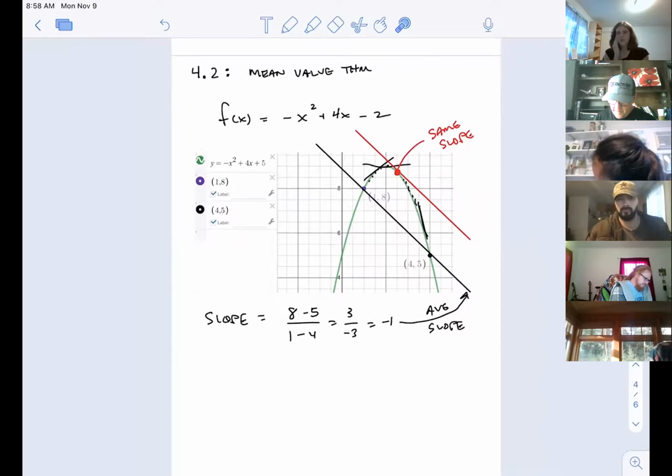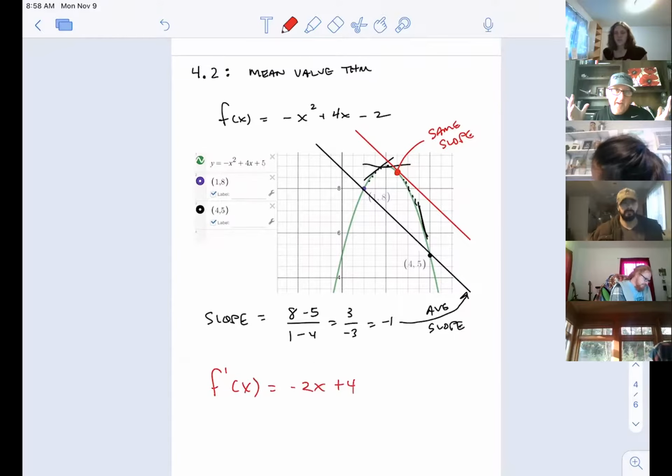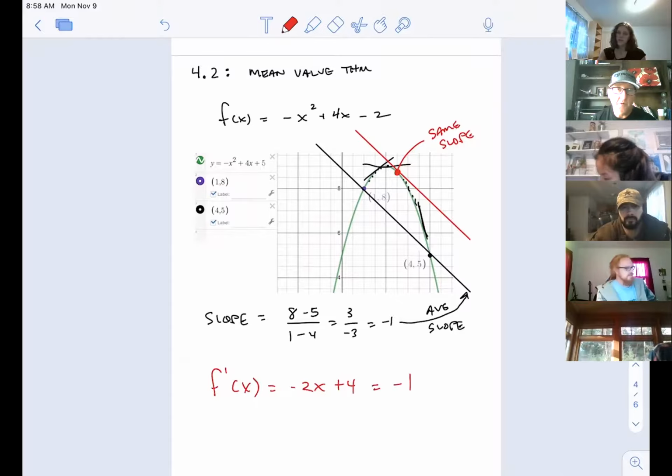Since f prime of x is equal to -2x plus 4, notice the derivative is not the hard part. That's just a power rule problem. That's the equation that tells me the slope anywhere. And so there must be some place where that slope is equal to -1. Well, that's easy to solve. Notice it's not 2 equations, 2 unknowns, or 3 equations, 3 unknowns. It's 1 equation with 1 unknown. Okay, good. I can solve that.